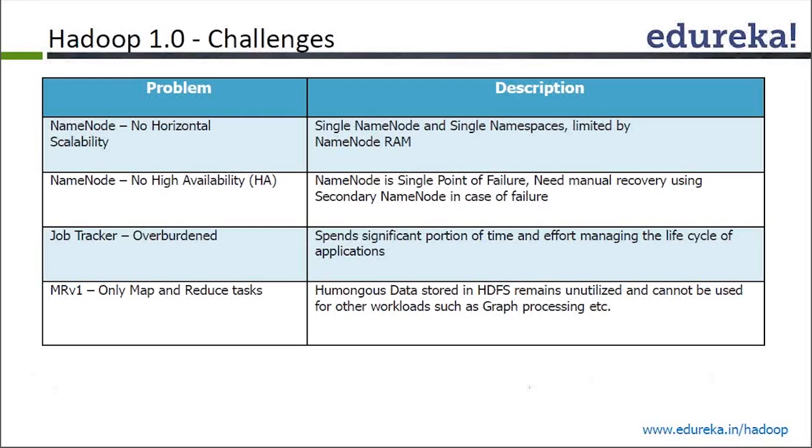Another challenge with the current architecture is the job tracker. As I told you, the job tracker is a single thread which maintains all the mappers and reducers inside the Hadoop cluster. It spends a significant amount of time managing the whole life cycle of the application, and at some point you will see that the job tracker is not able to use the available resources inside the Hadoop cluster for MapReduce processing. We'll see that with the new architecture this is simplified, and the job tracker is more optimized to handle the resources we have inside the cluster.